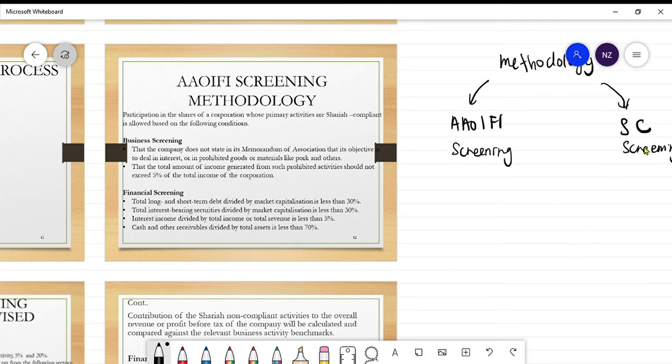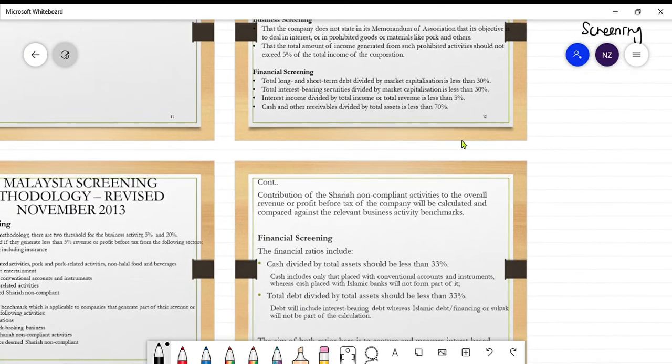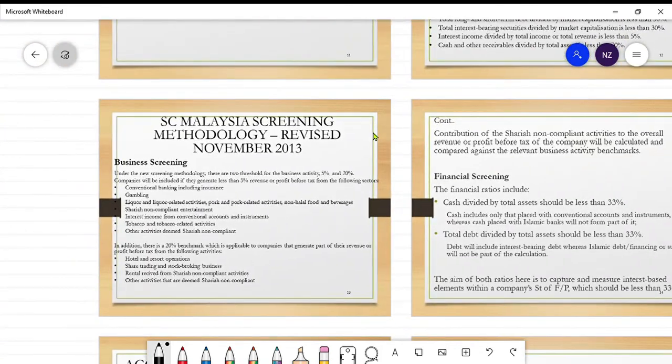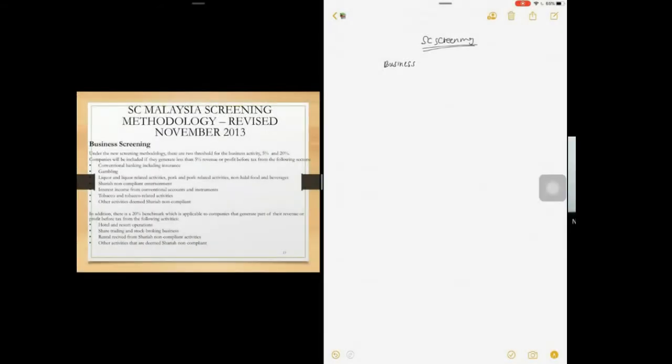Untuk SC or Securities Commission screening, dia tak susah. Dia dah has been revised pun in November 2013. Untuk business screening ni kan, dia cakap under screening methodology for business screening ni ada 2 thresholds for the business activity. Dulu memang kena screen business activity dia dulu, business screening ataupun business activity screening. So untuk SC standard, dia dah revise, that has been revised in November 2013, baru punya methodology.